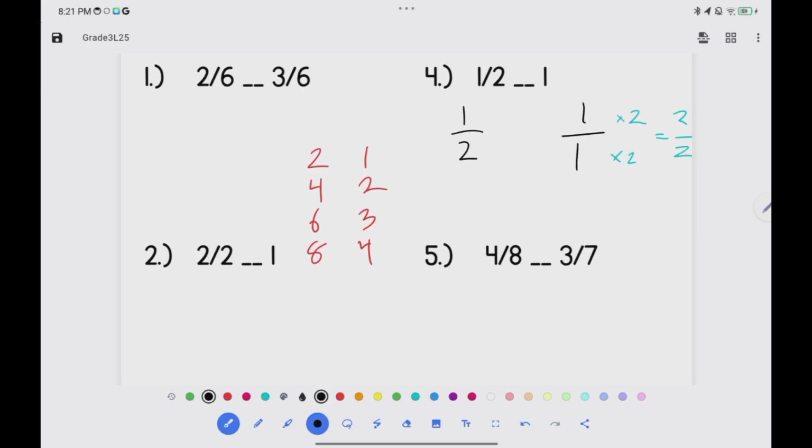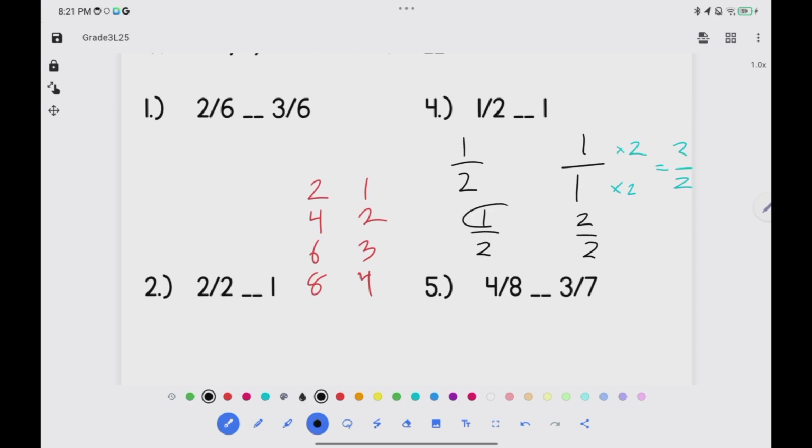So now we can just directly compare these. 1 over 2 is something related to 2 over 2. So which one's bigger, 1 or 2? 2 is bigger, so 2 over 2 is greater than 1 over 2. So 1/2 is less than 1.